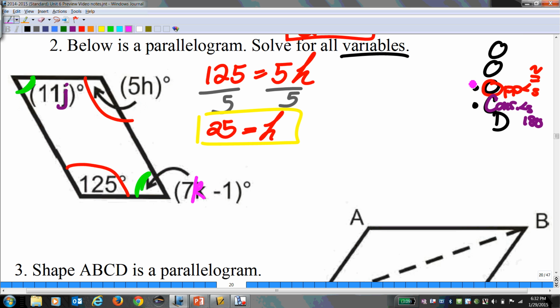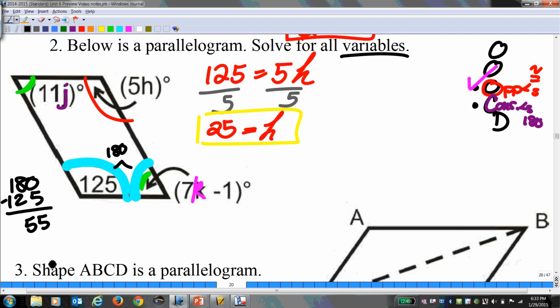So we just did use opposite angles are congruent. Let's use consecutive angles. Let's see what we can do there. That means the sides that are next to each other have to add up to 180. So that means this angle 125 and this angle right there, they have to add up to 180. That's what consecutive means. So if I do 180 minus 125, I get 55. So that means this corner right here is 55.